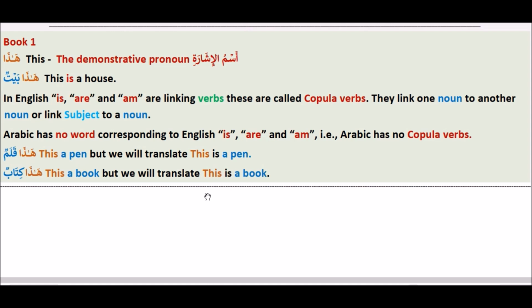Alhamdulillah, we finished the summary for lecture 1, book 1, part A.